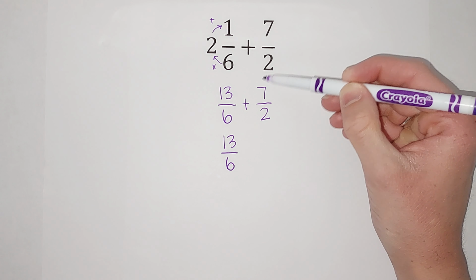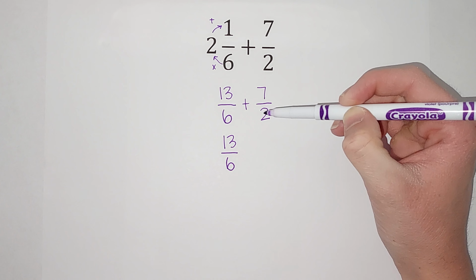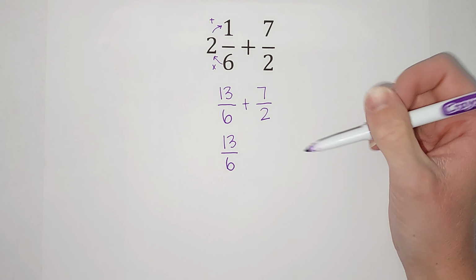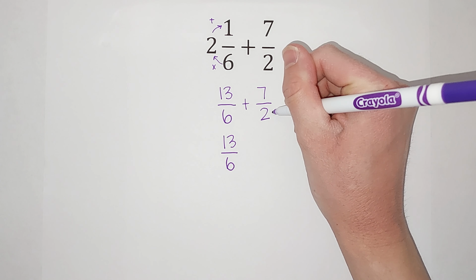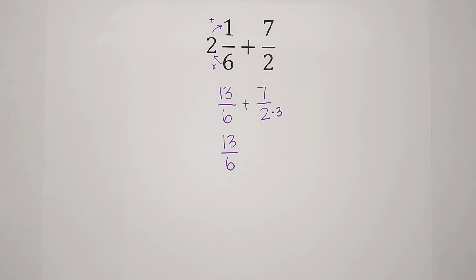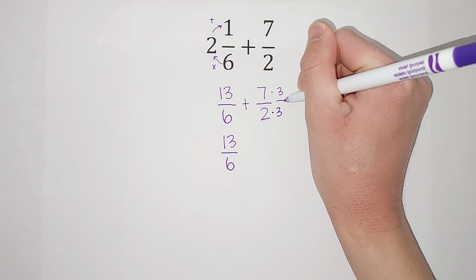Okay, so this one, I want its denominator to be 6 as well. So what do I multiply 2 by to get 6? Well, I multiply it by 3, right? But I can't just go multiplying by 3, right? That's going to change my fraction. But what I can do is multiply by 3 over 3.